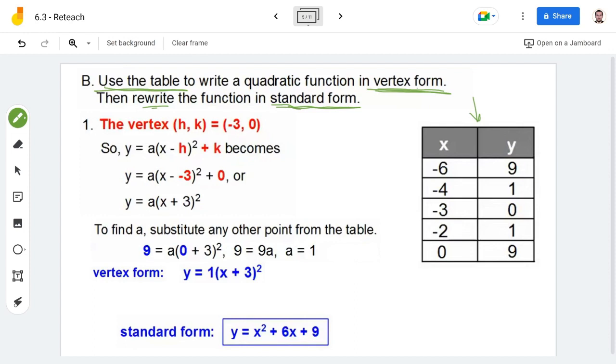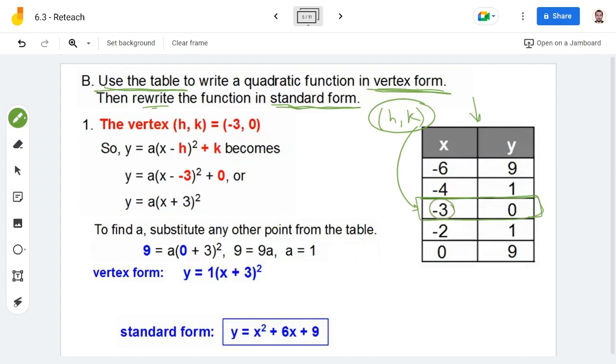If you remember from the previous lesson, I told you we need to identify H and K, right? To identify H and K, I told you H and K should always be in the middle of the table. So H and K are always the two values in the middle of the table.